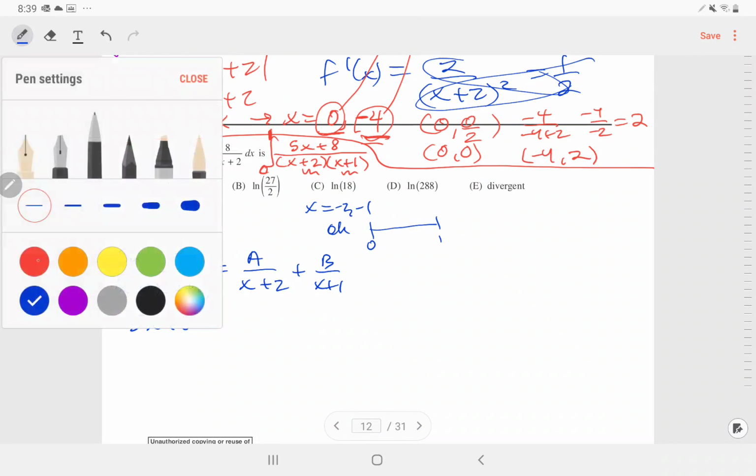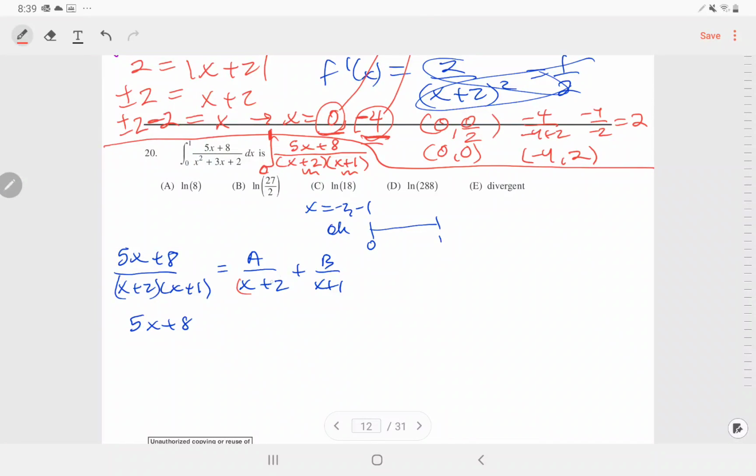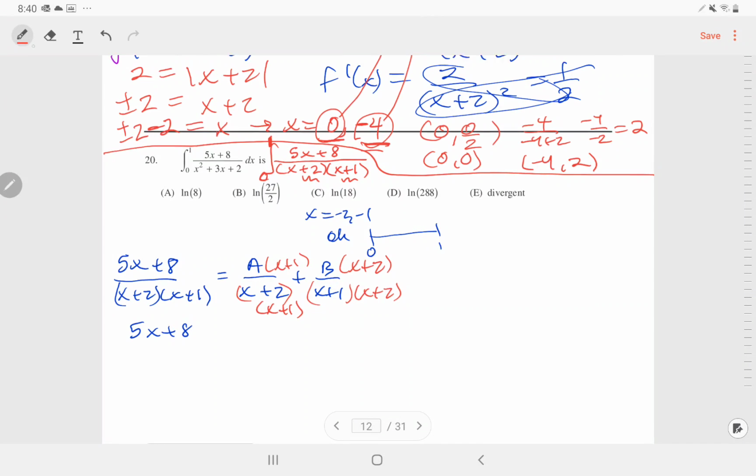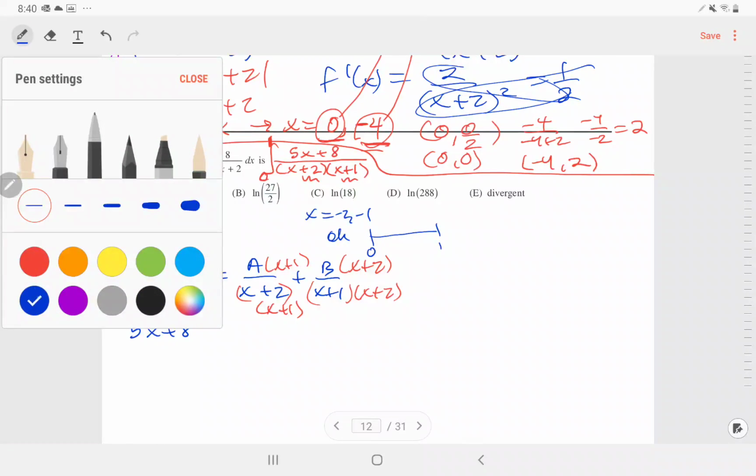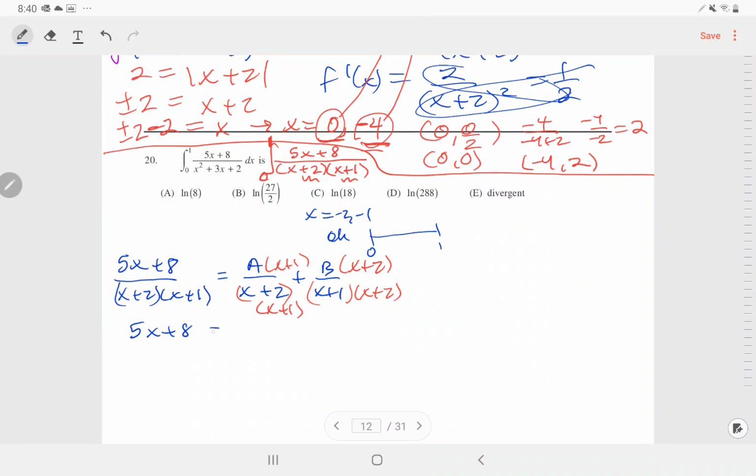So this one, I like to show my common denominator. That'll really help in college in case some things get weird. If you have any of these, x plus 2, x plus 2. So this is equal to A(x + 1) + B(x + 2).